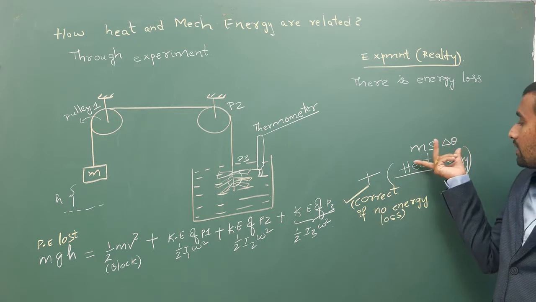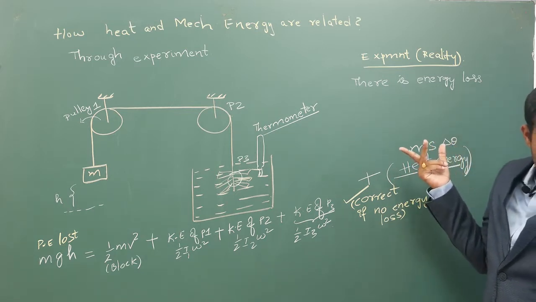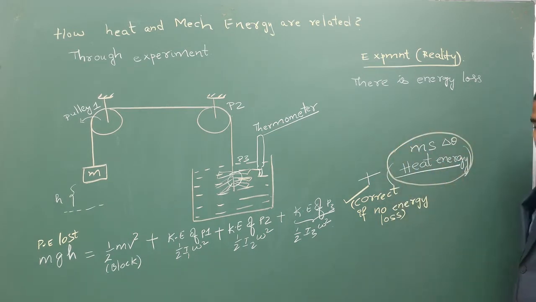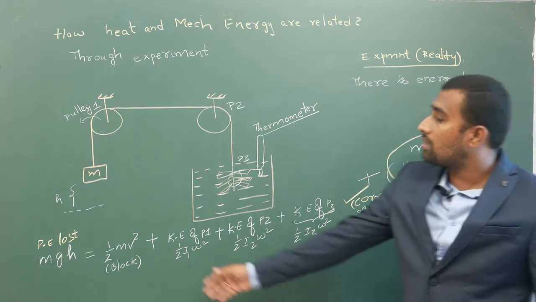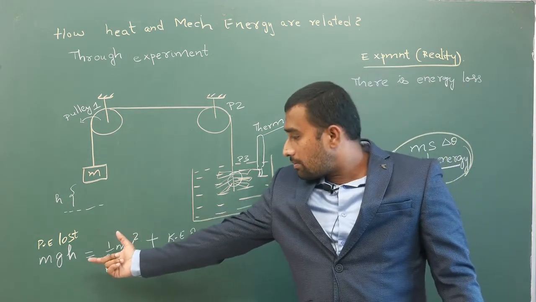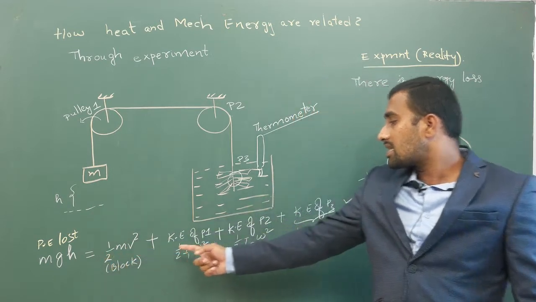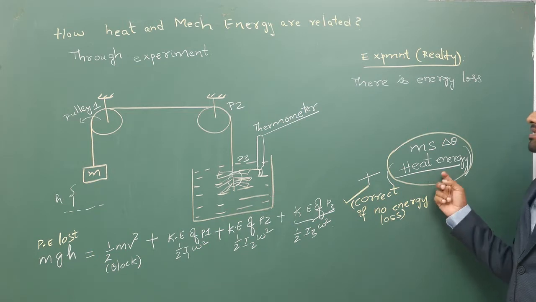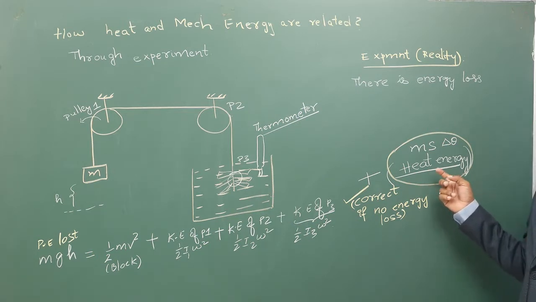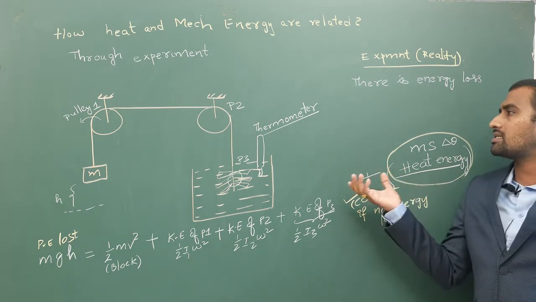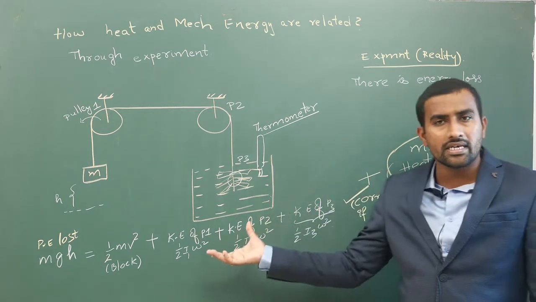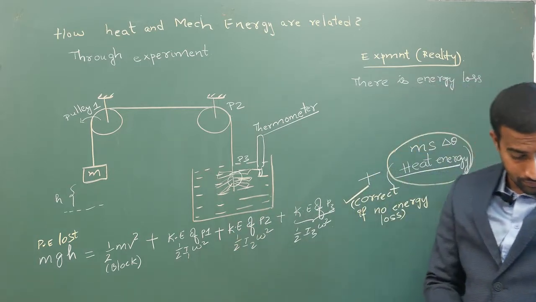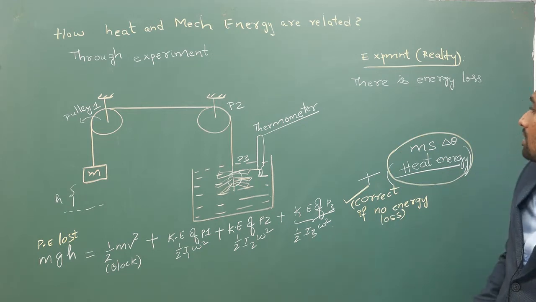Now when you add this extra term that you have here, if it is balancing this equation, that obviously means the mechanical energy, which means the potential energy and kinetic energy that you have on the left hand side and right hand side, and this heat energy are both related to each other. So through this experiment, as an example, you can say that heat energy is no way different from mechanical energy. This is your basic idea.